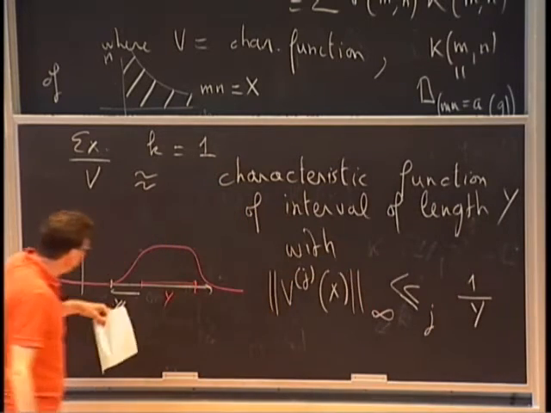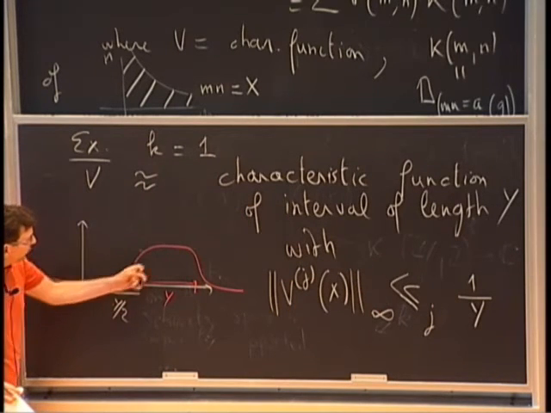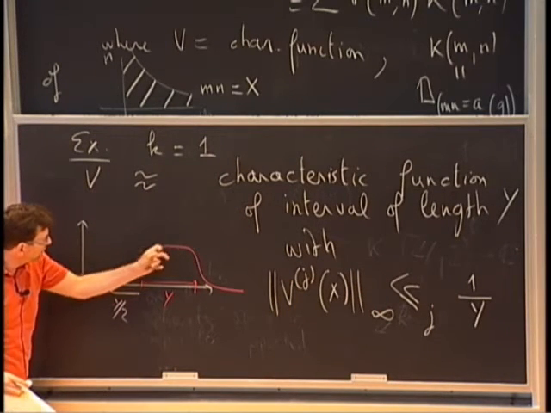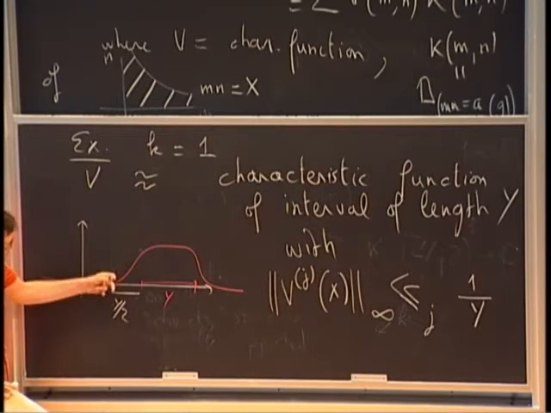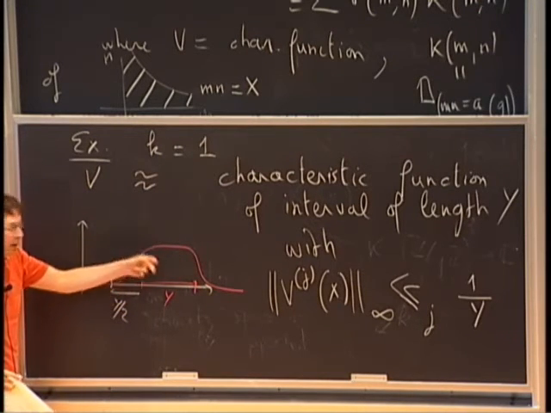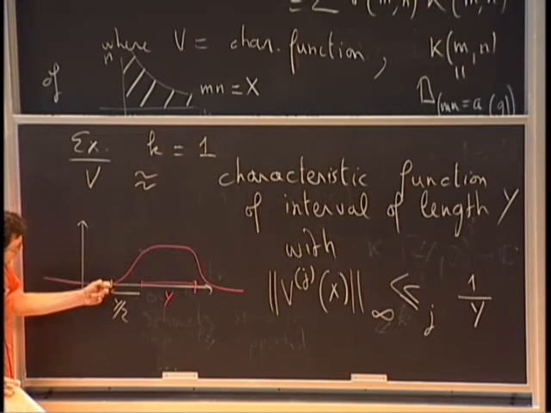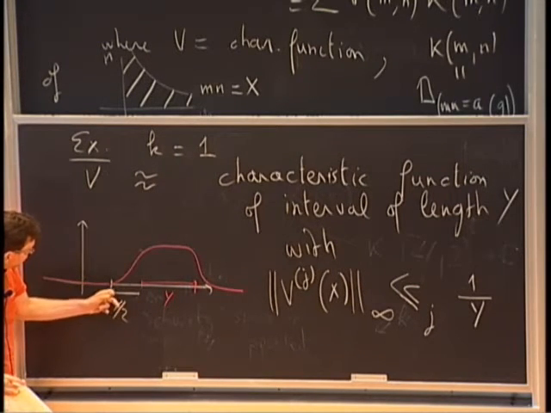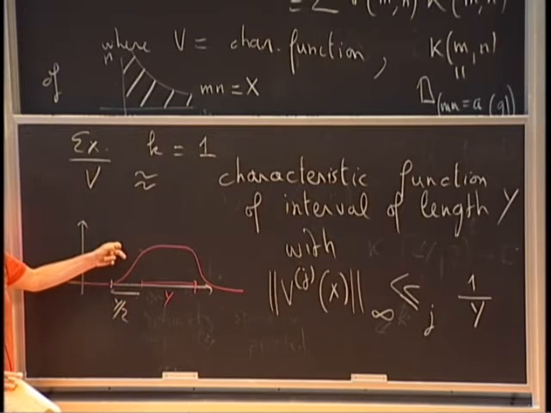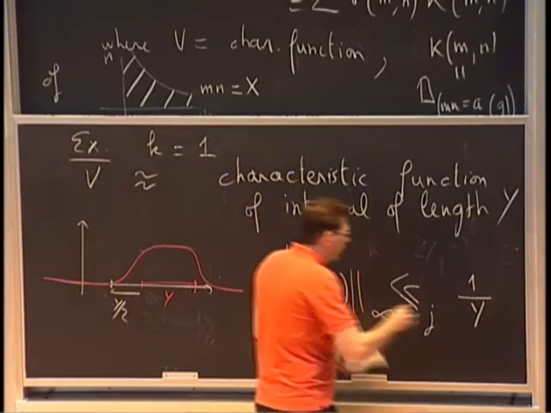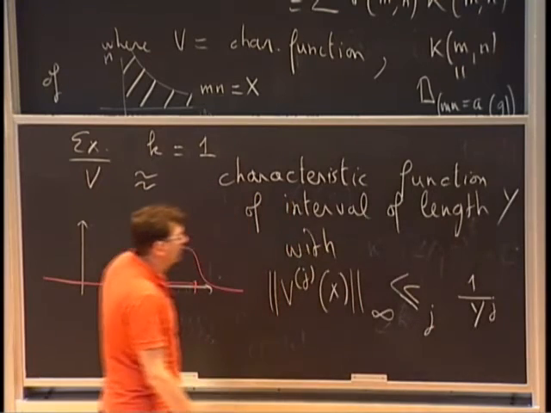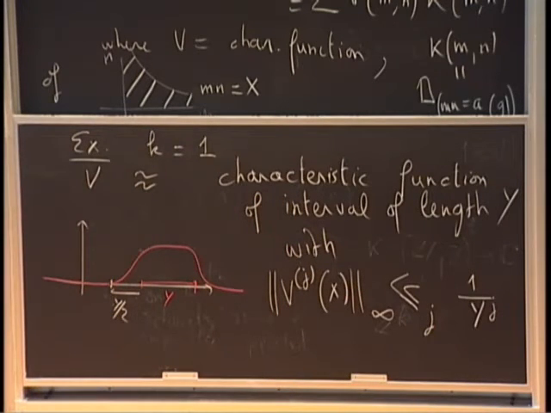And if you draw the graph of the derivative, well, it will be 0 at many places if it's really identically 1 on this interval. But apart from that, it will have two peaks that look a little bit like this. But now it will only have time y over 2 to go from 0 to 1 over y. So which means that the second derivative will be typically of size 1 over y squared. Okay, and you iterate this by induction. So you would expect that this should be a reasonable approximation. Okay?